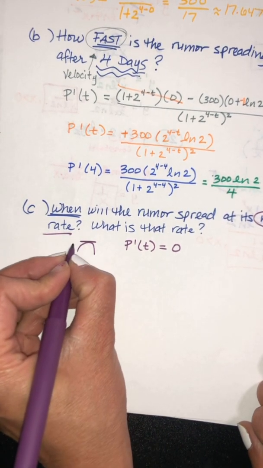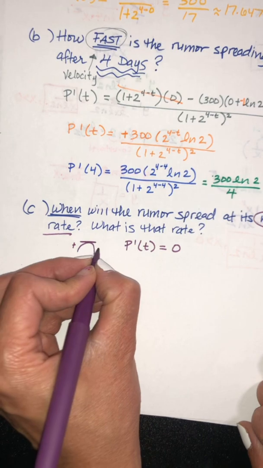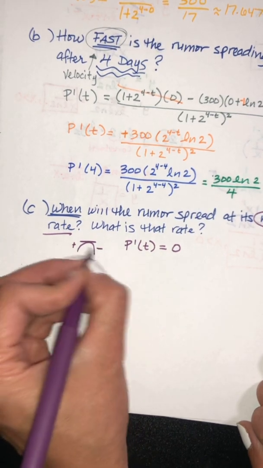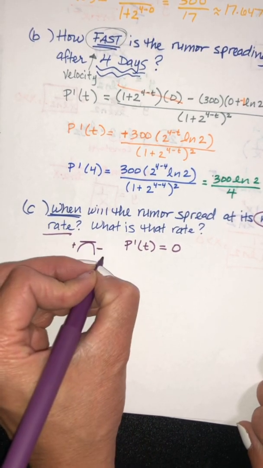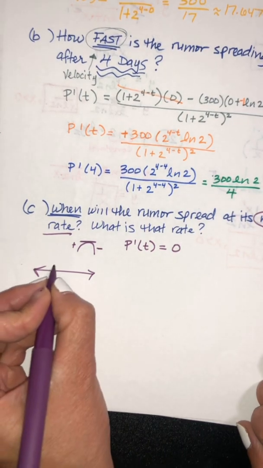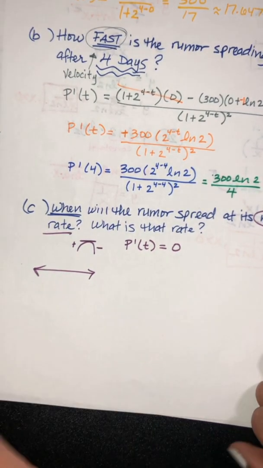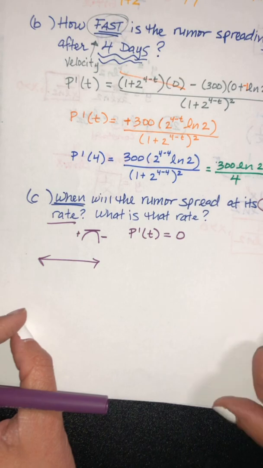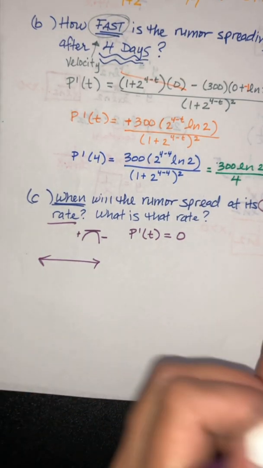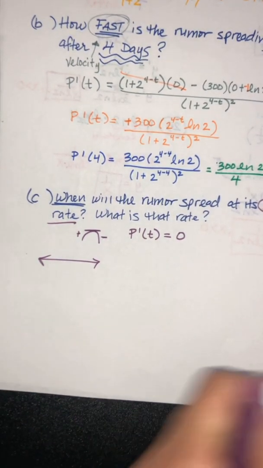That means we need the slope to be positive on the left and negative on the right. That will mean it went up and then it turned around and went back down. So we need it to be plus and then minus. Well, where is that point? Where is that turning point? Okay, so we need to try a couple of different things.